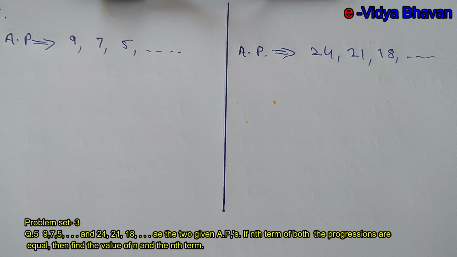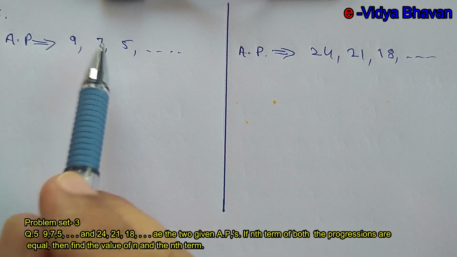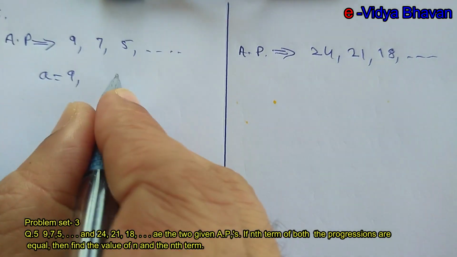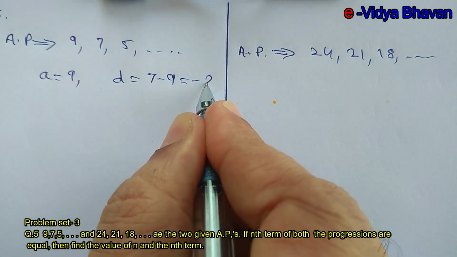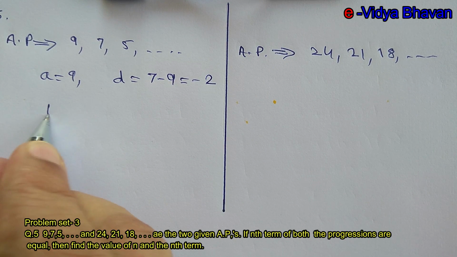Question number 5. 9, 7, 5 and 24, 21, 18 are the two given APs. If the nth terms of both the progressions are equal, then find the value of n and the nth term. So there are two progressions given. So let's see the first progression, 9, 7, 5. Here we can have a equal to 9 and d equal to 7 minus 9, that is equal to minus 2.